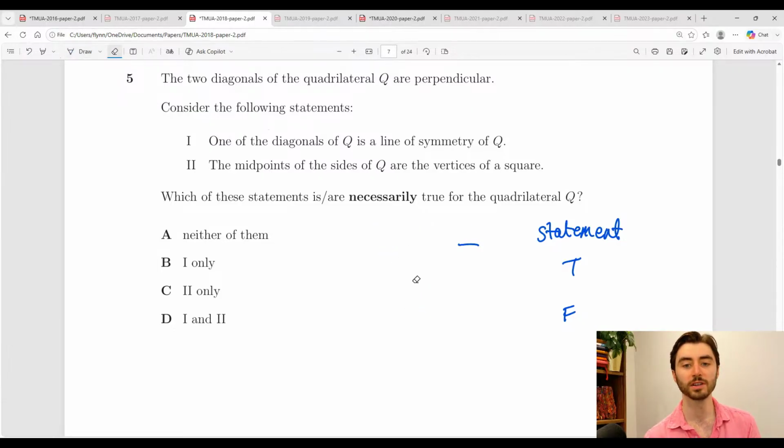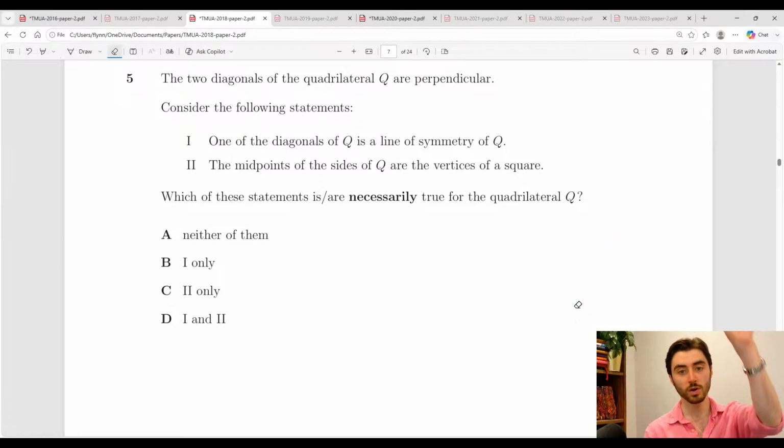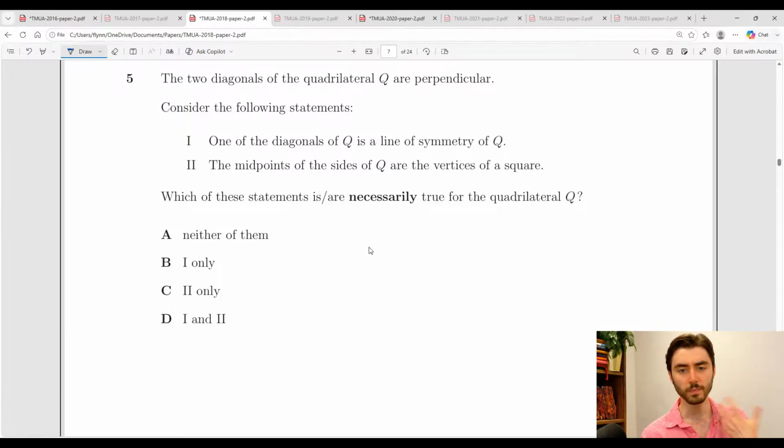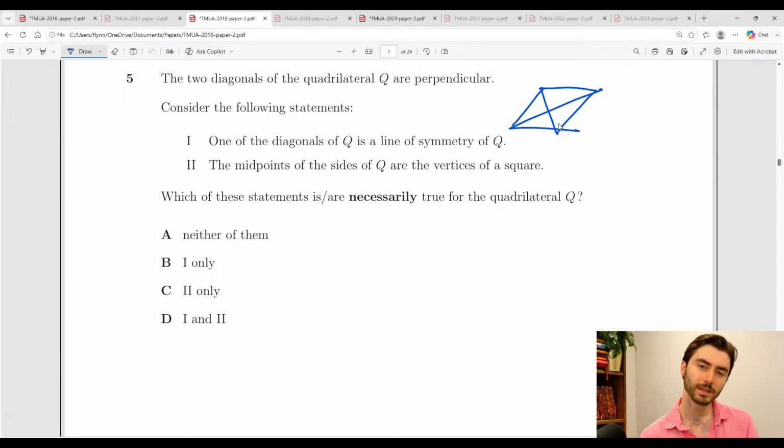I think in this case, because it's necessarily true, you have a good common sense understanding of this. So here, what I'm thinking is necessarily true means it falls out from it, right? It must be true now that the diagonals of the quadrilateral are perpendicular. So if the diagonals are perpendicular, which of these falls out? One of the diagonals is a line of symmetry. That does not have to be true. For instance, in the case of a rhombus, the diagonals are perpendicular. Is it a line of symmetry?